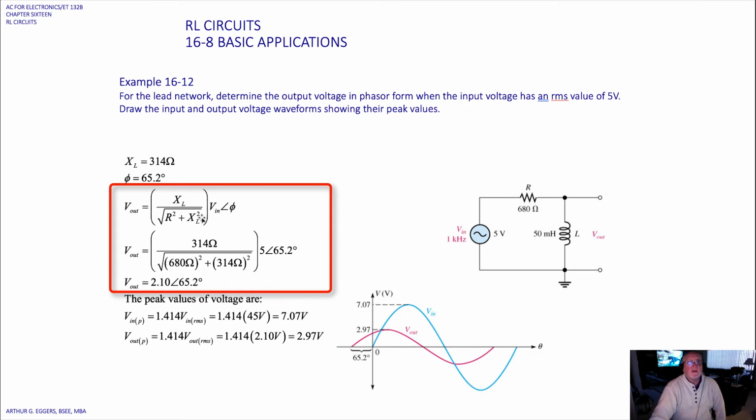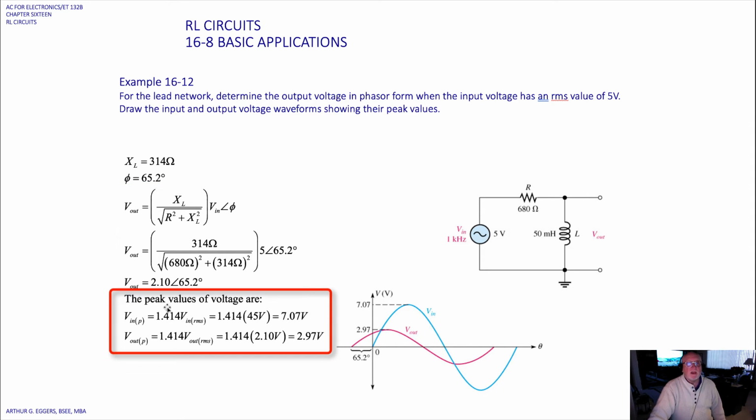So V out is equal to X sub L over the phasor vector sum, times V in and the angle phi. Okay, so when we do that, 314 over the vector sum, times 5 at 65.2 degrees, gives us a V out of 2.1 at an angle of 65.2. Again, you should recognize these from your days when you learned these expressions for calculating the relationship between V out and V in. They're just now in the form of vectors and phases.